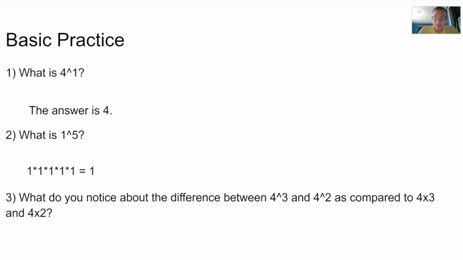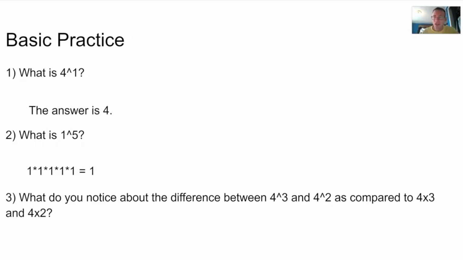Okay, 4 times 3 is 12. 4 to the third is 4 times 4 times 4. That's 4 times 4, which is 16, times 4. Ooh, that's a really big number, okay? 4 to the second is 4 times 4, which is 8. 4 times 2 is also 8. So in that case, that's the same. But 4 to the third is definitely different from 4 times 3. It's a much bigger number because we have more 4s that are getting multiplied.